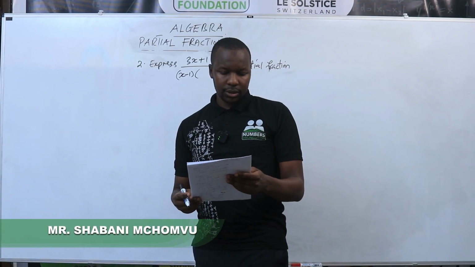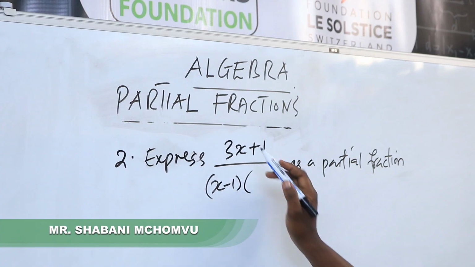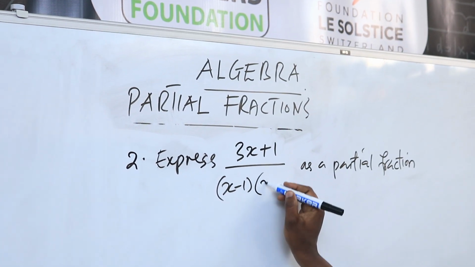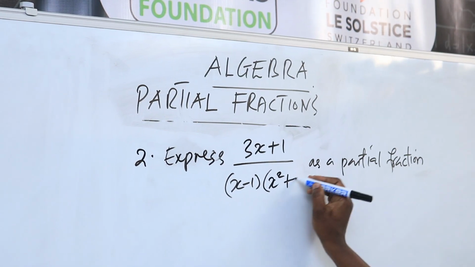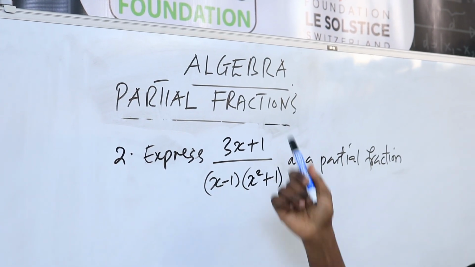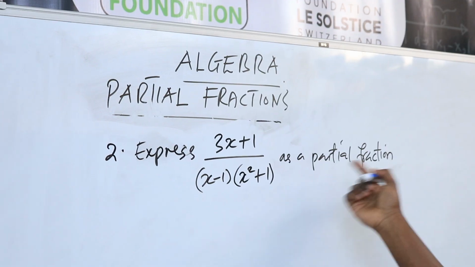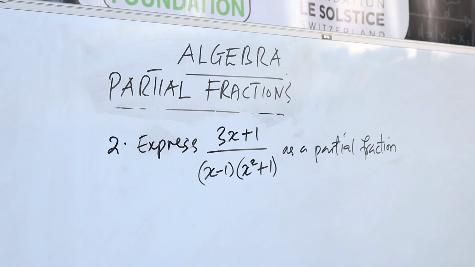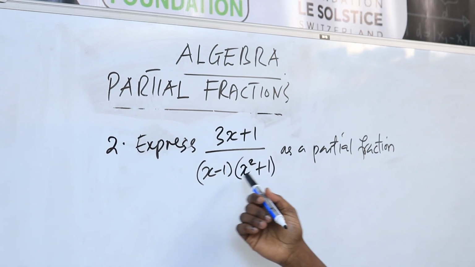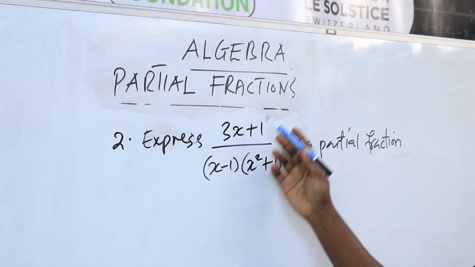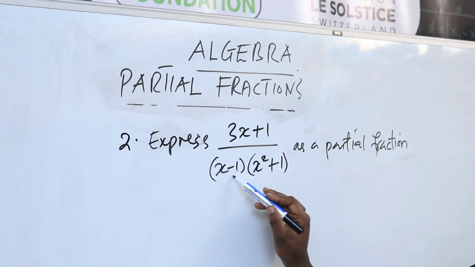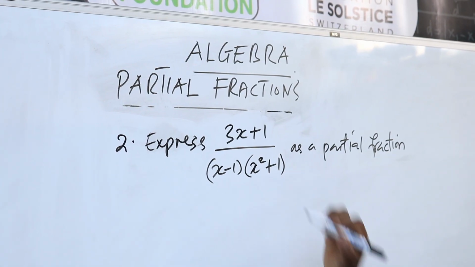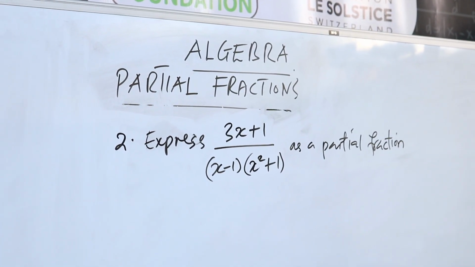So now we are going to see example number 2, that is 3x plus 1 over x minus 1, then the other factor that we have here is x squared plus 1. So we need to express this complex algebraic fraction as partial fractions. Now, on observing the factors in the denominator of our expression, we have the linear factor x minus 1, but also we have a quadratic factor. So what do we do here?